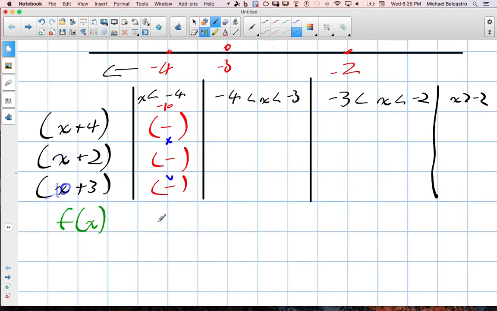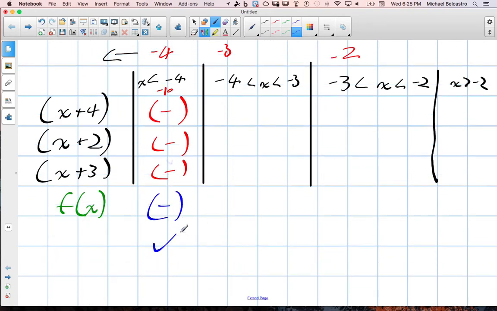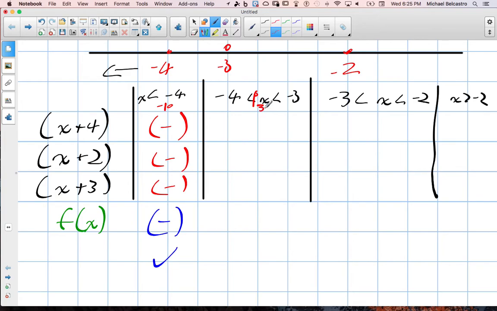So, because it gave us a negative, you're talking about when the function is less than 0. This is one of the instances. When x is less than -4, the whole function is less than 0 because it is a negative value. Okay? If we run another number here, we can use -3.5.